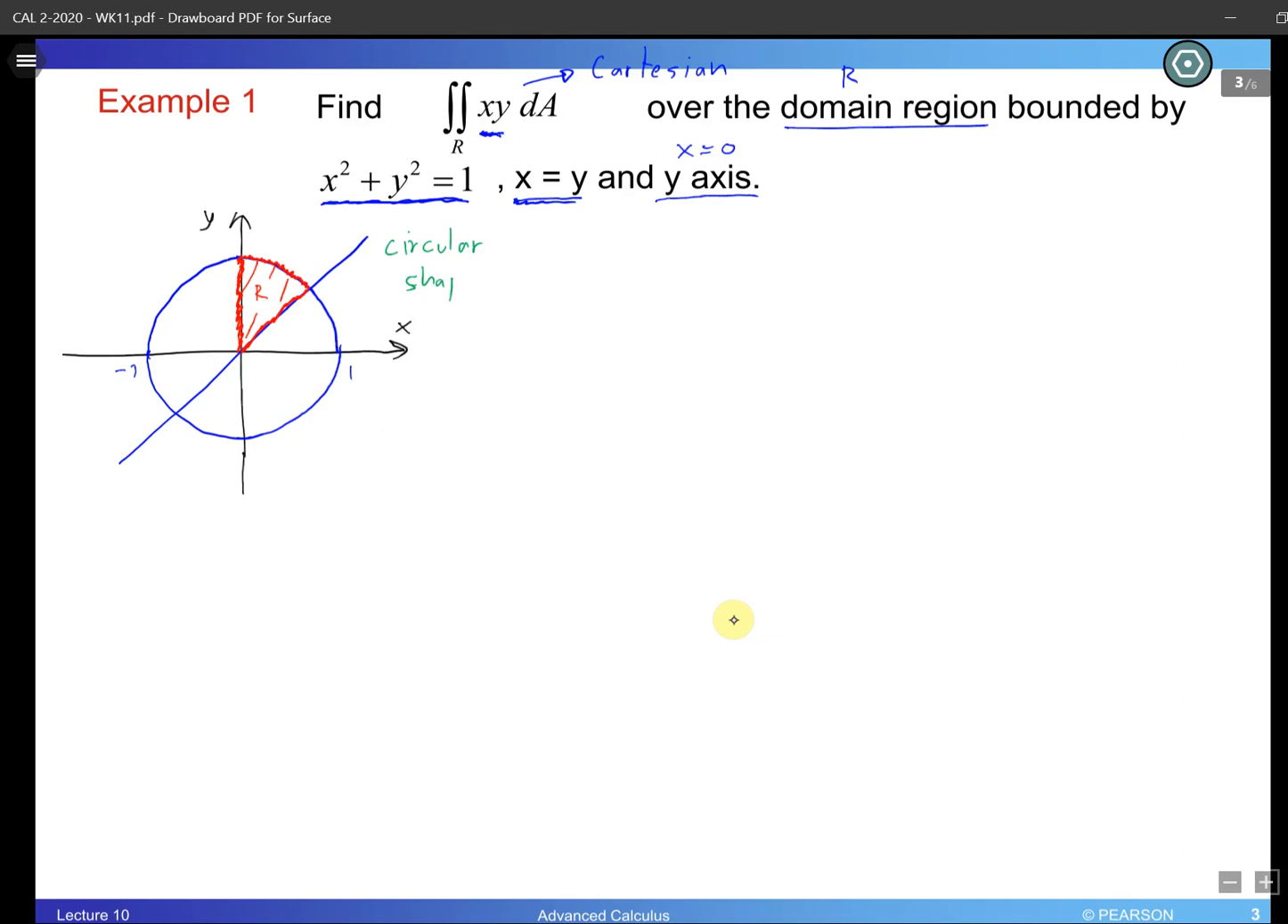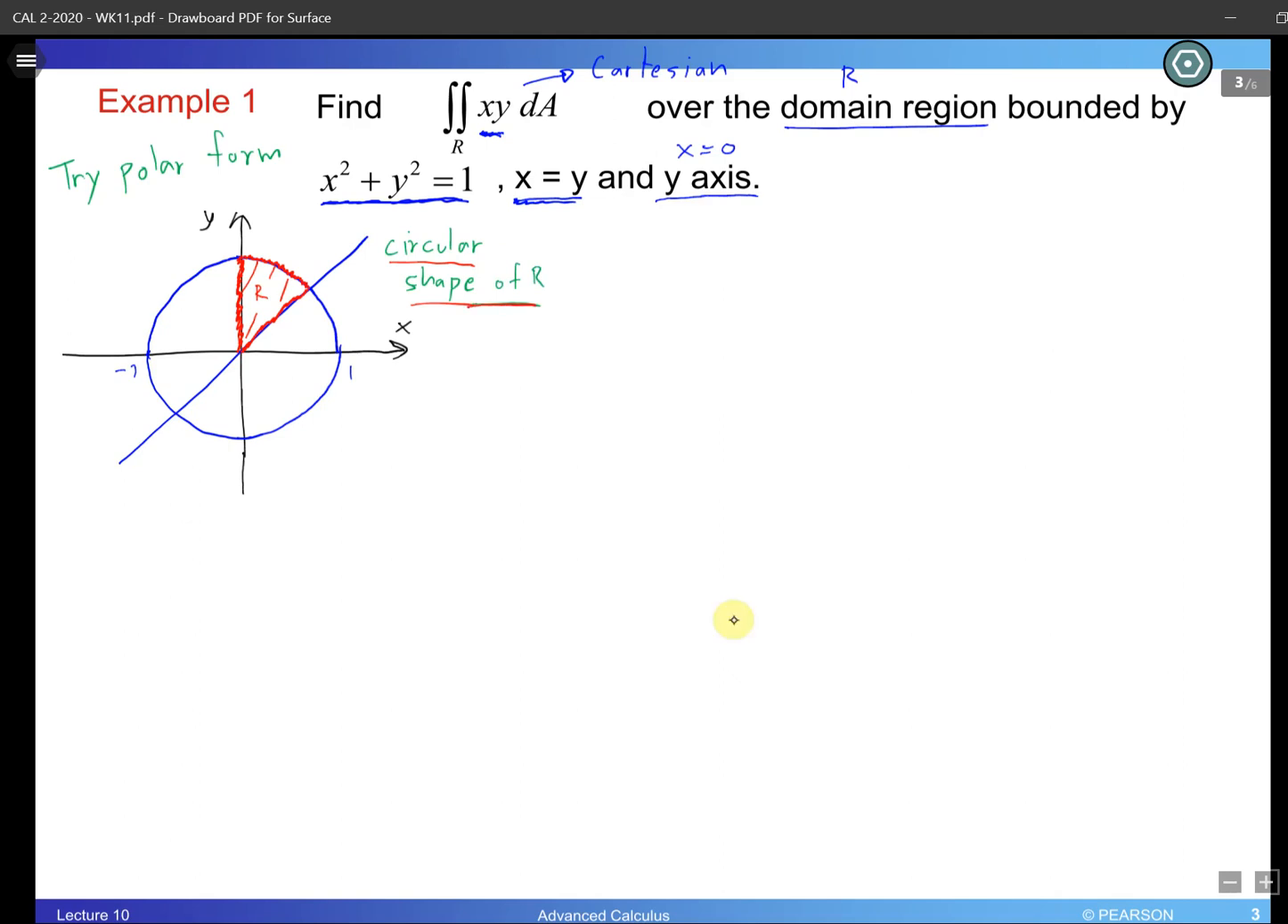And when you see something like this, I told you that polar coordinates are suitable to solve a problem like this. So we are going to try to solve this double integral using polar form instead of Cartesian, which is given to us. Polar form to solve this. Okay, and this is based on the circular shape of R.